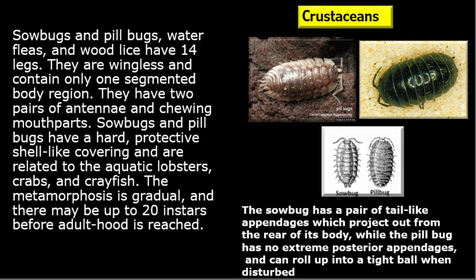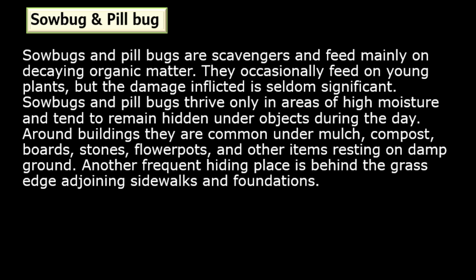The sow-bug has a pair of tail-like appendages which project out from the rear of its body, while the pill-bug has no extreme posterior appendages and can roll up into a tight ball when disturbed. Sow-bugs and pill-bugs are scavengers and feed mainly on decaying organic matter. They occasionally feed on young plants, but the damage inflicted is seldom significant.